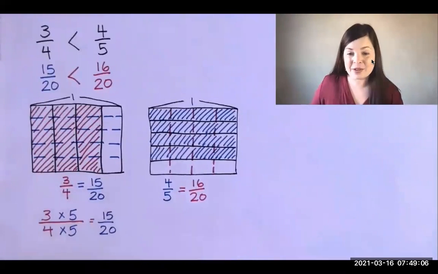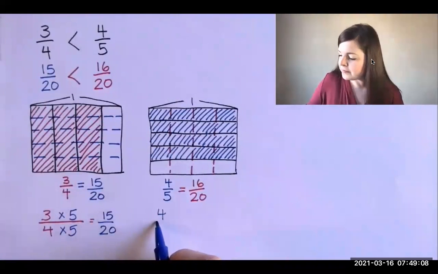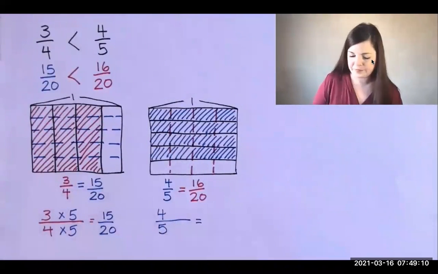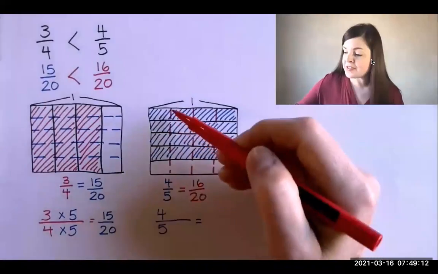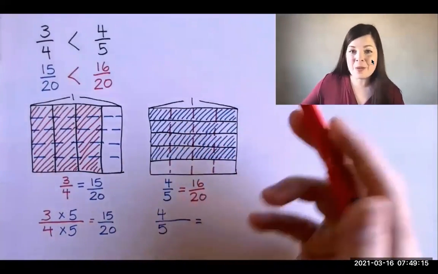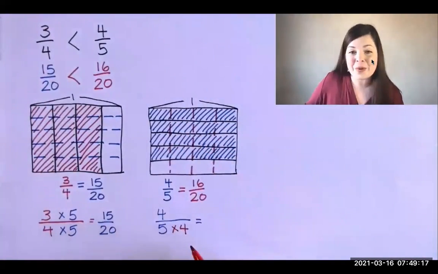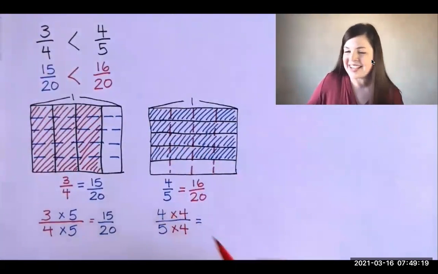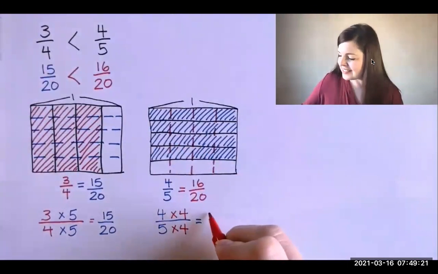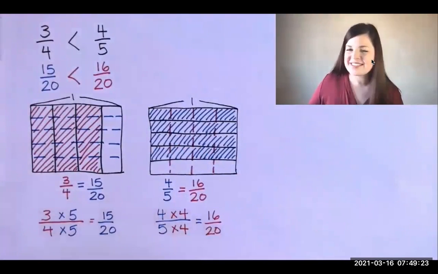In the second area model, we started with 4/5. When we decomposed our fifths into 4 equal parts, we got 4 times as many units in the whole and 4 times as many selected units. And that gave us 16/20.